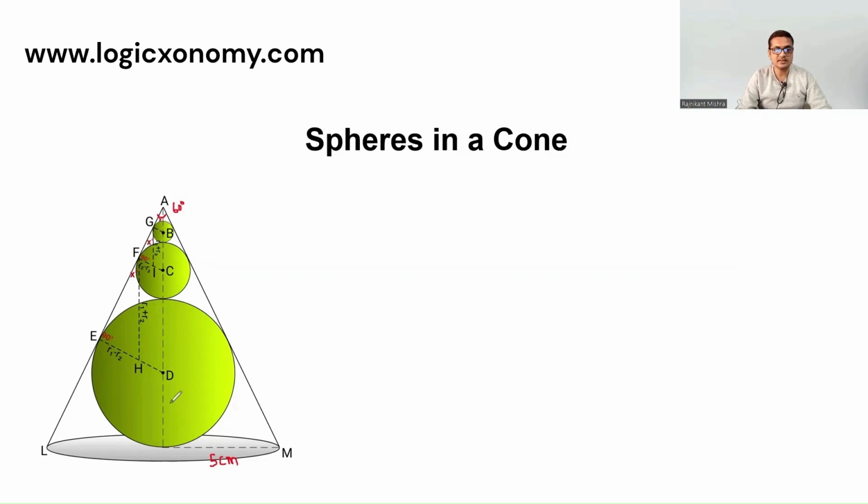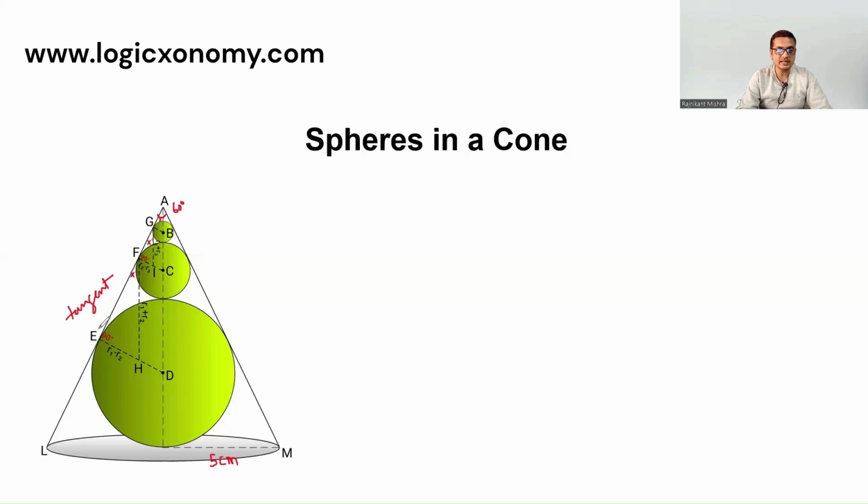For easy calculation, let's take these three spheres. Here D, C, B are the centers of the spheres. DE, CF and BG are the radii of the spheres. AL is the tangent to these spheres.